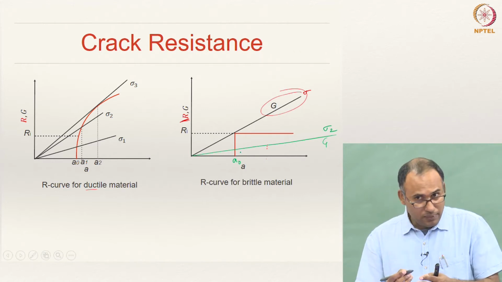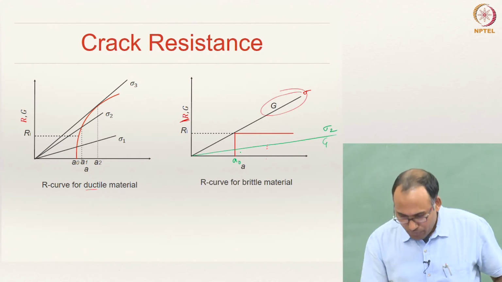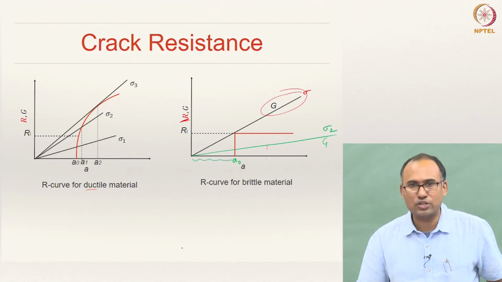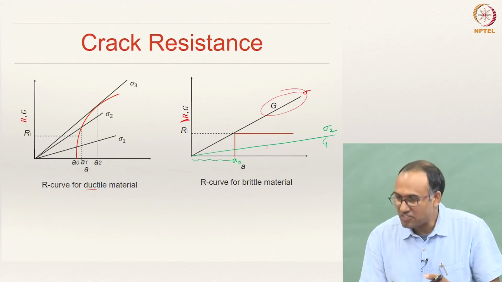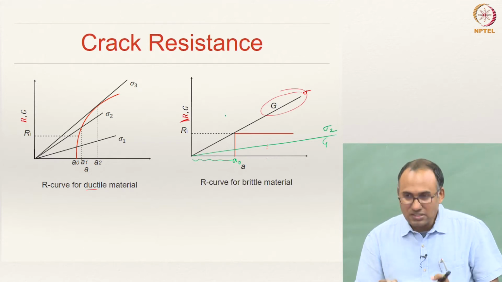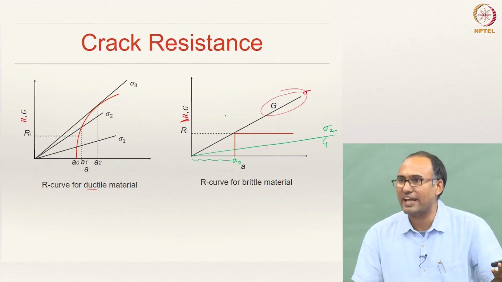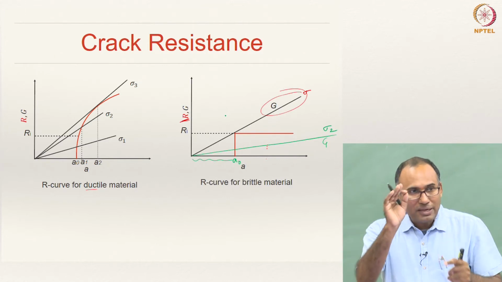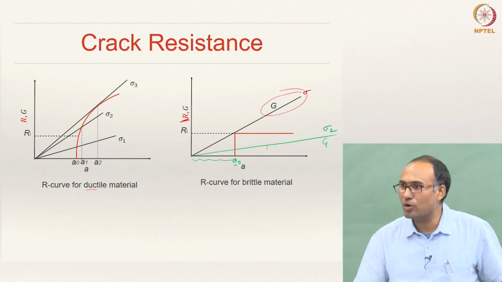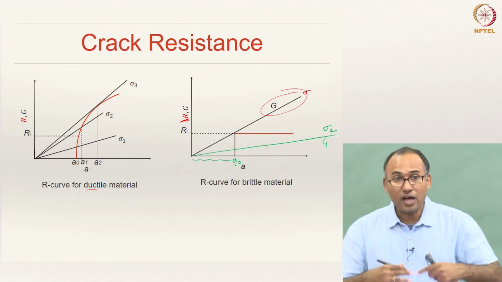Now you see that for any material, for any value of G, if my crack length is less than A0, there is no resistance, right? You do not see the red curve. That means if my crack length is less than A0, my crack will never propagate. It is not a critical crack anymore. The moment my crack length is greater than A0, will the crack always propagate?